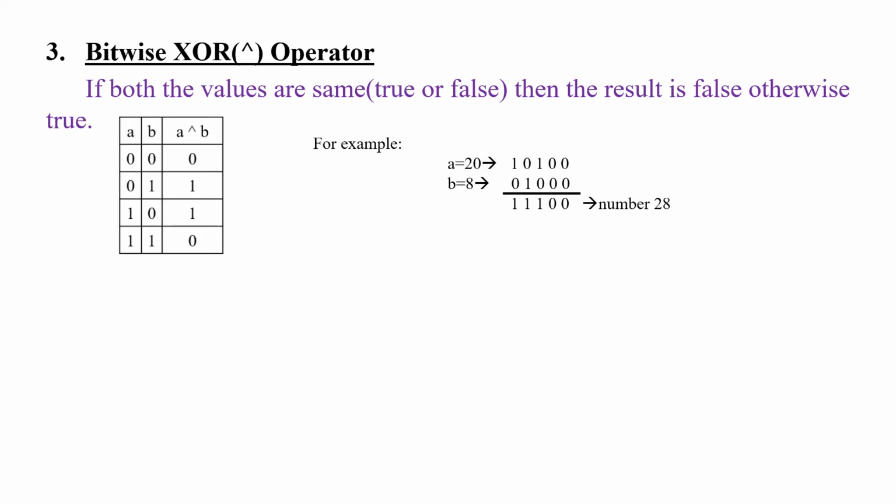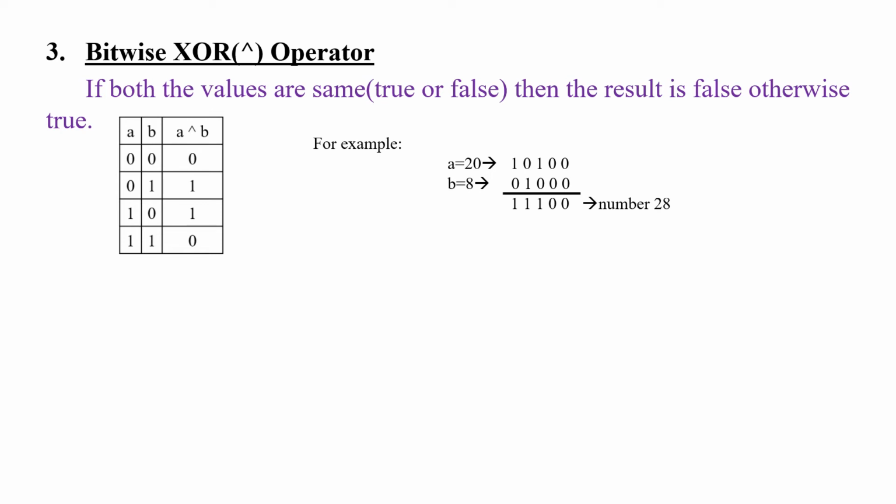Here A value is 0, B value is 0. Both the values of A and B are 0, same. So the output is 0. Next, a value is 0, b value is 1. Both the values are different, so the output is 1.